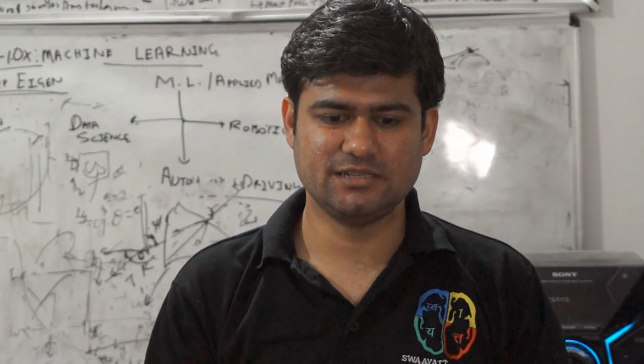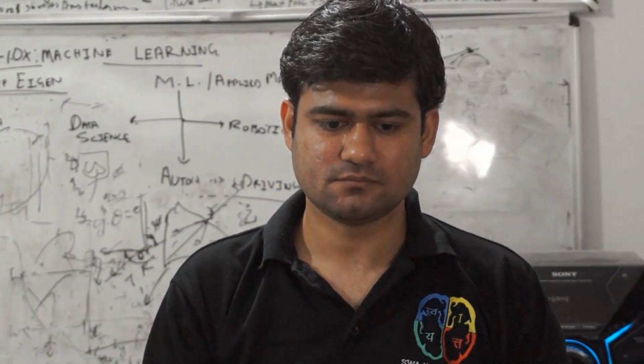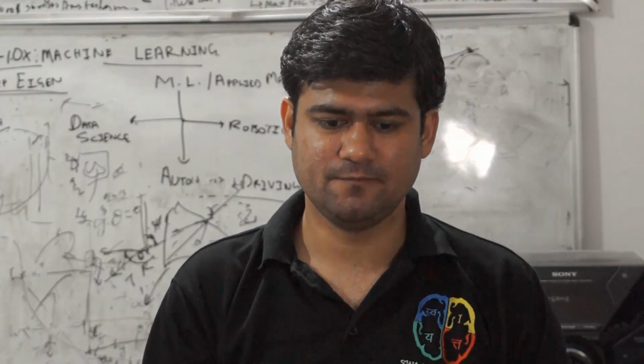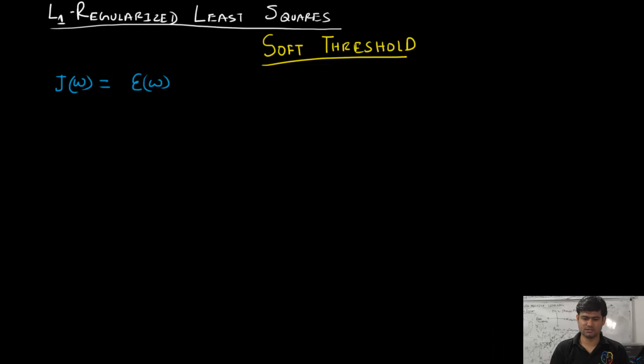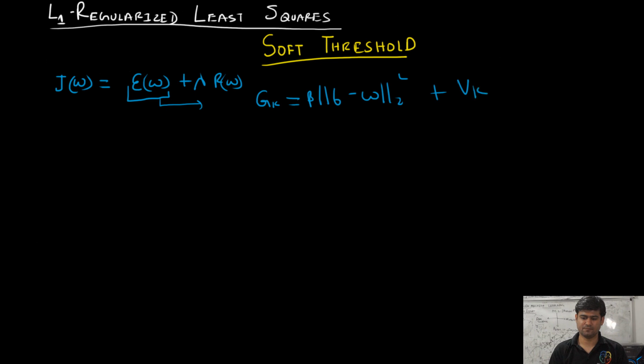So in the L1 norm regularized least square problem, the loss function is simply two terms: A of W plus lambda times R of W. In the previous part lecture, we saw that to minimize A of W, we can have an iterative algorithm where we replace this function by G of K, and the solution becomes a Landweber iteration, which we discussed in the previous part lecture. The G of K was simply some beta times some vector B minus W norm squared plus some constant term Vk.